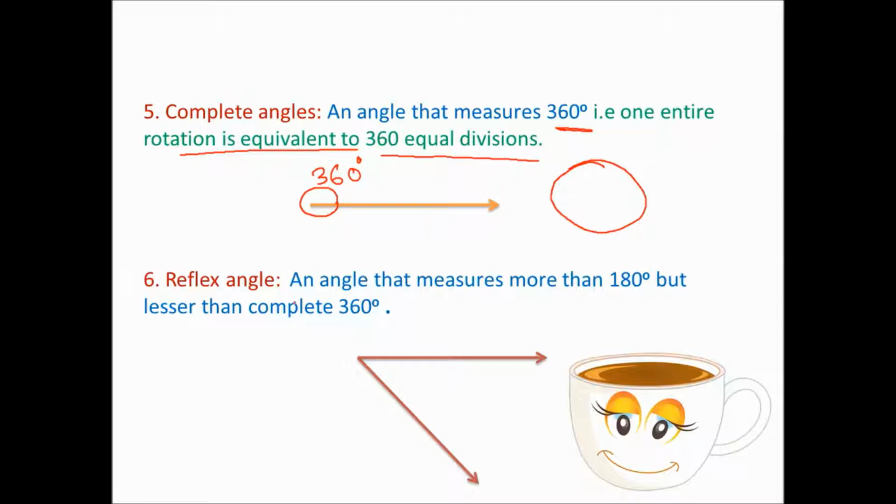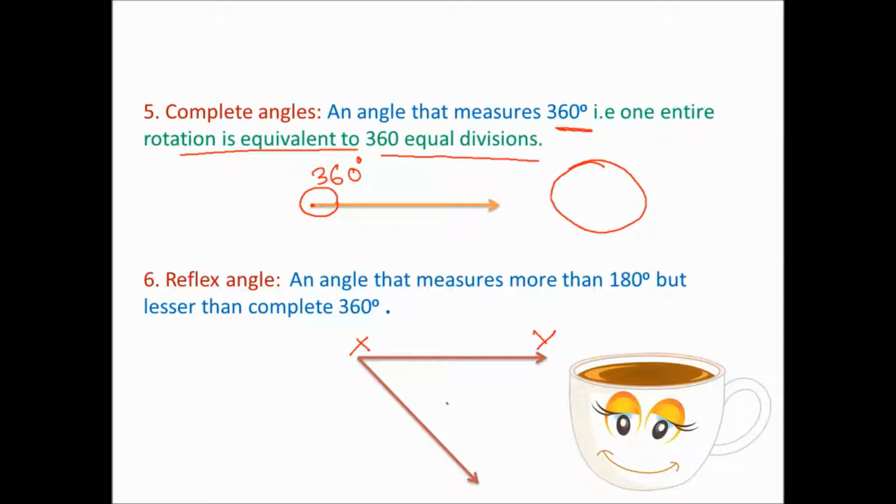right? Now is the reflex angle. So an angle that measures more than 180 degree but less than complete 360 degree. So if this is our 360 degree, and in the previous slide I have shown you that another arm in a straight line that measures 180 degree. So what about a reflex angle then? A reflex angle is that angle that measures more than 180 degree. It has to be more than 180 degree but less than a complete rotation, that is 360 degree.